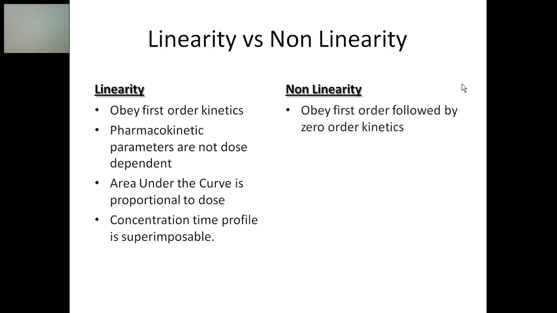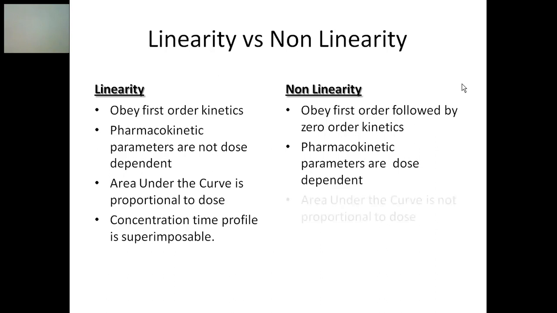Likewise, nonlinearity, if you consider, obeys first order followed by zero order, as I explained. This is the cause of nonlinearity. The pharmacokinetic parameters are dose dependent. They change with the amount of the dose because of the alteration of the rate process. It alters the rate process, and that's why it affects your pharmacokinetic parameters. The area under the curve is not proportional to the dose.